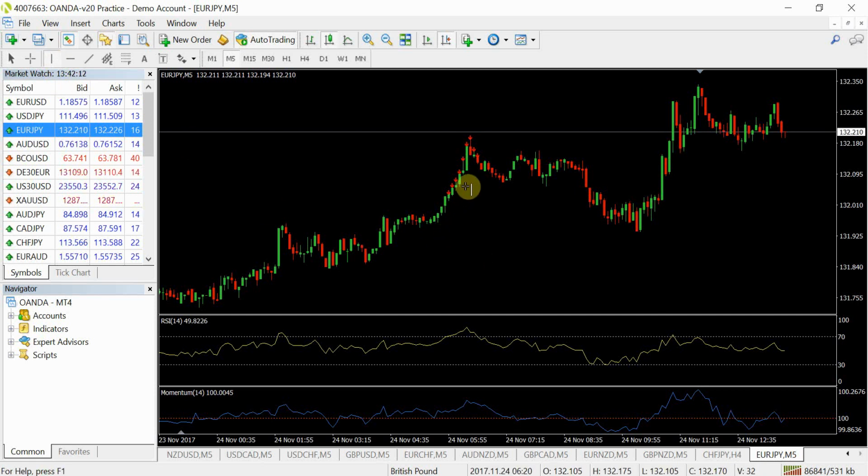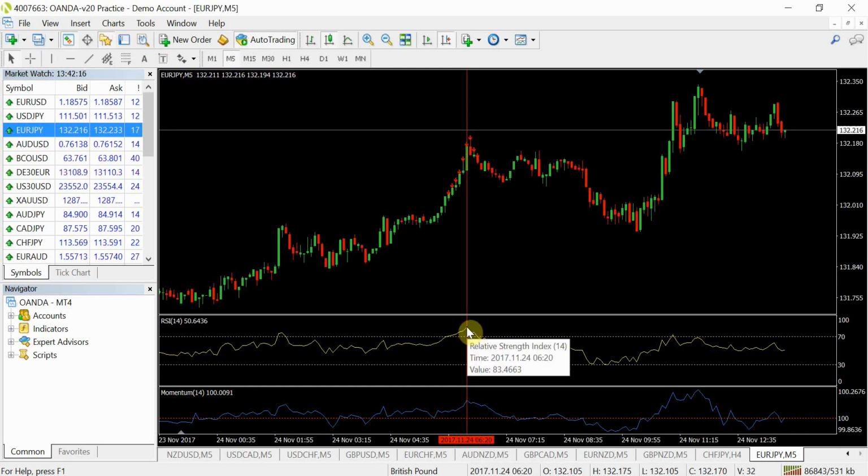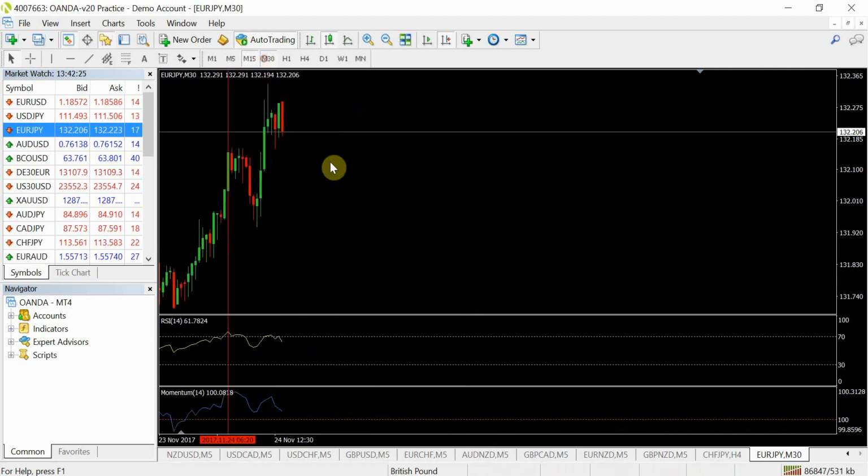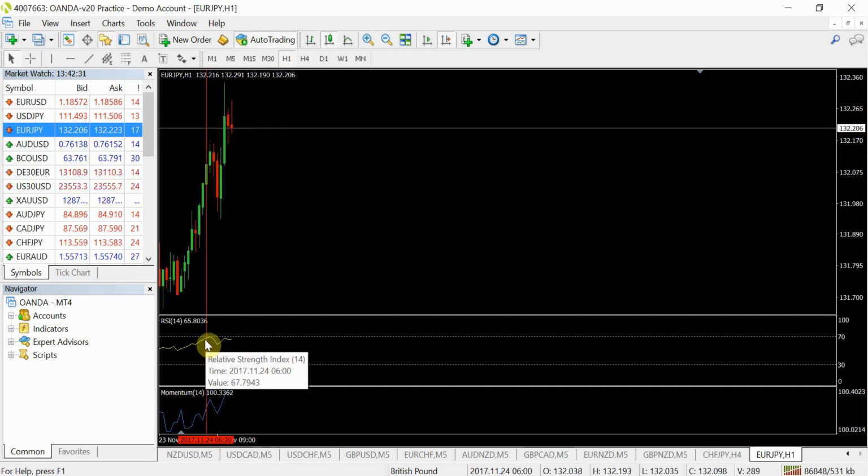If I drew a line on this point over here, for example, you can see that the RSI is above 70 on the 5-minute. If I go to the 15-minute, you can see that the RSI is also over 70, and on the 30-minute, it is also over 70. And just out of interest, it is not above 70 on the 1 hour.